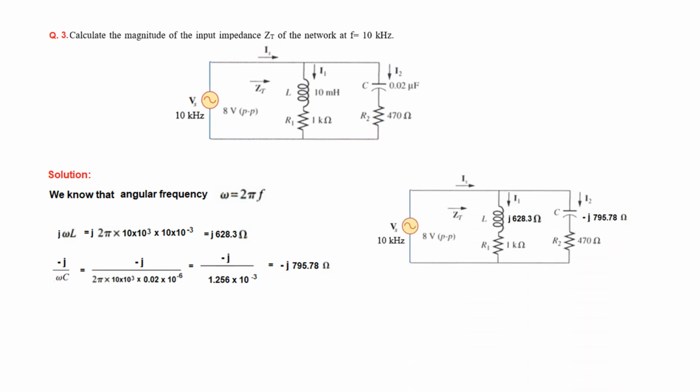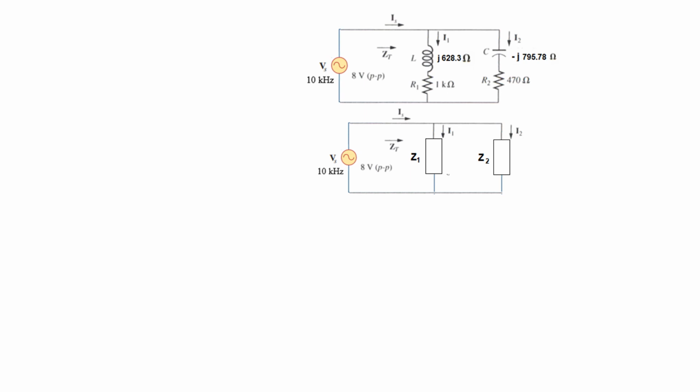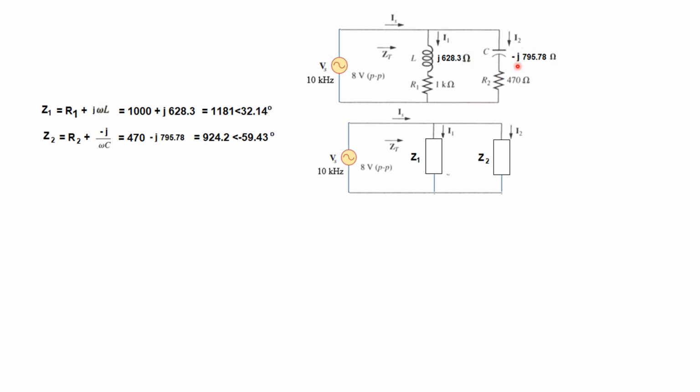So our circuit will now look like this. We have plugged in the values of the j terms, and now we can add this and we can add this. Let's call this one Z1 and this one Z2. So Z1 is this and Z2 is the right hand side. So we can write that Z1 is R1 plus j omega L, and solving we get this answer. And similarly Z2 is R2 plus minus j omega C, or this value.